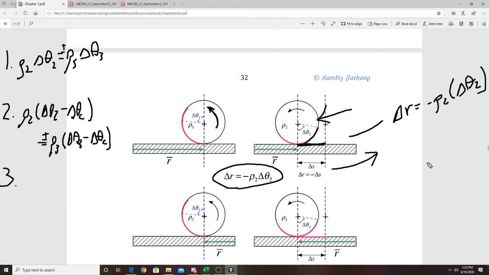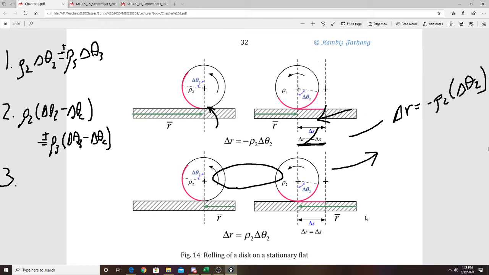Essentially, the length that we have changed is equal to the arc length, which makes sense, right? There's no easier way to put it: the distance we traveled on the ball is the distance we traveled on the ground, right? So that is that equation.